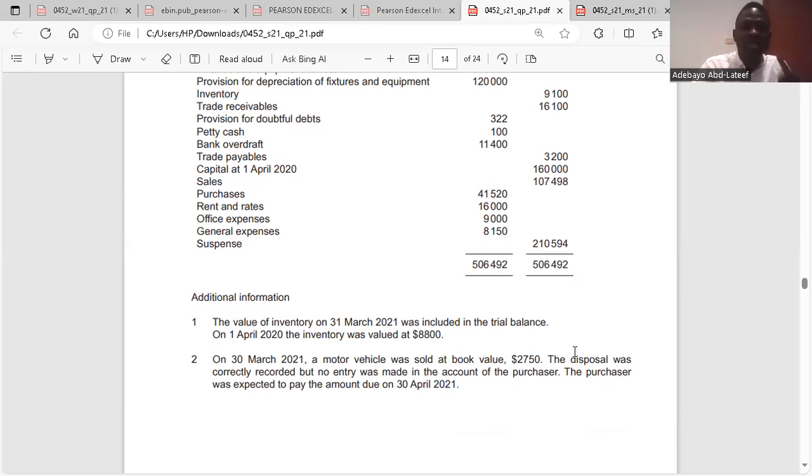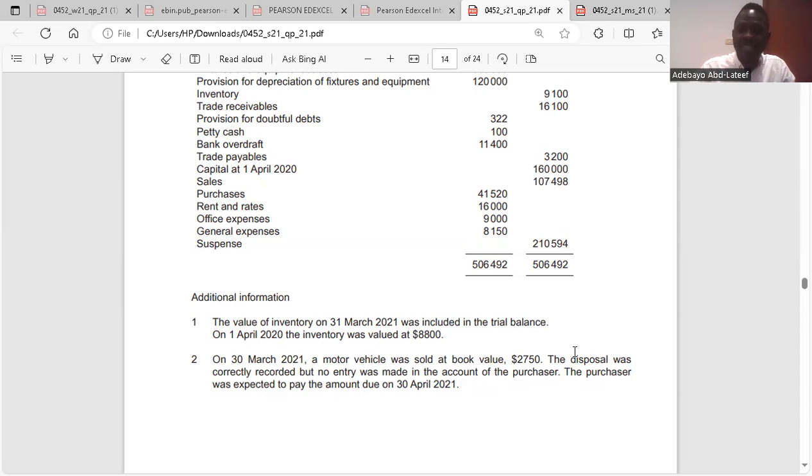So for the 2,750, here they said on 30 March 2021, a motor vehicle was sold at book value of 2,750. The disposal was correctly recorded, but no entry was made in the account of the purchaser. So it means there's a single entry, and it has to follow the principle of double entry. So that means you did not debit the purchaser's account. Single entry, this is a single entry.